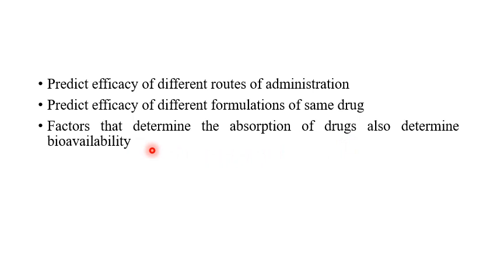Let us recall what were the factors that affect the absorption of the drugs. For example, the physicochemical properties of the drug, the nature and type of dosage forms, the concentration and the volume of drug, blood flow to the site of action, area of the absorbing surface, routes of administration, and disease states. These were the factors that affect the absorption of the drug along with the bioavailability of the drugs.